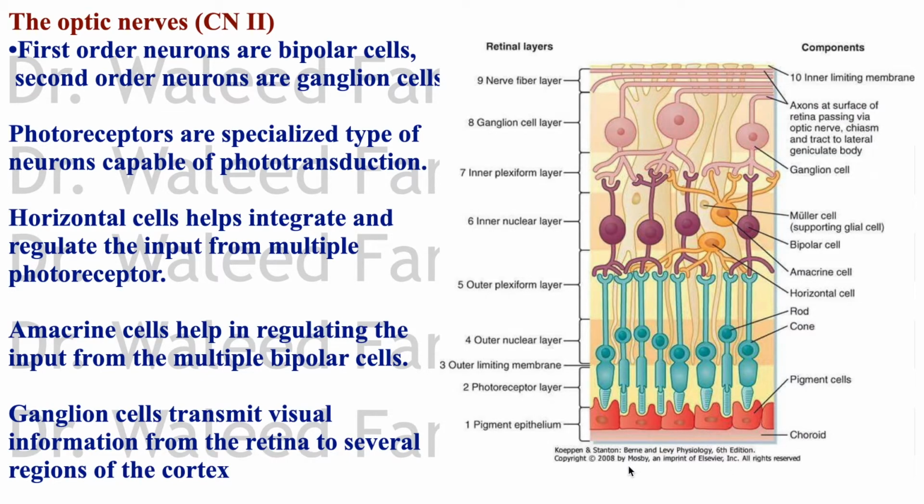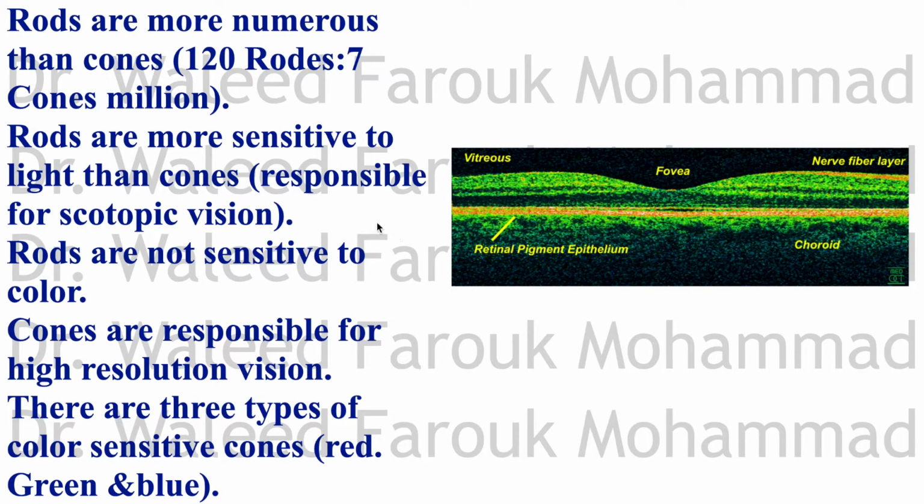The ganglion cells transmit visual information from the retina to the several regions of the cortex, the occipital cortex. We studied this before. This is a cut section of the retina showing the area of the fovea where the maximum density of cones is, and there are no rods in this area, for this is the area of highest visual acuity.